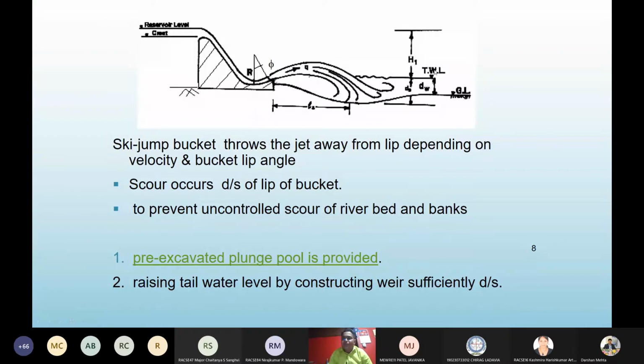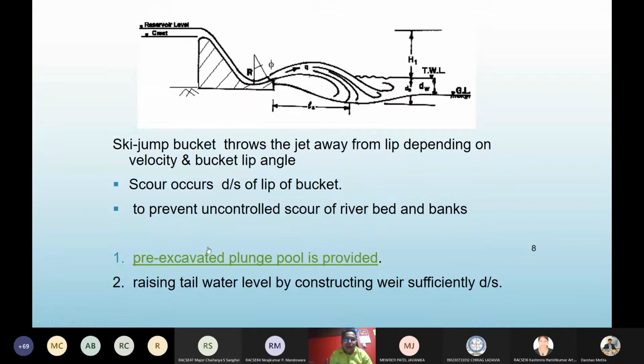Here you can see TWL, the tail water level. This is the tail water depth. This is the scour depth, and the original ground level. See head H1, the reservoir level to tail water level. In the case of Damle, he considered H only until the lip. So how to protect and make this design safe? Scour occurs downstream of the lip of the bucket. I will show you several times how to prevent uncontrolled scour on the river bed and banks.